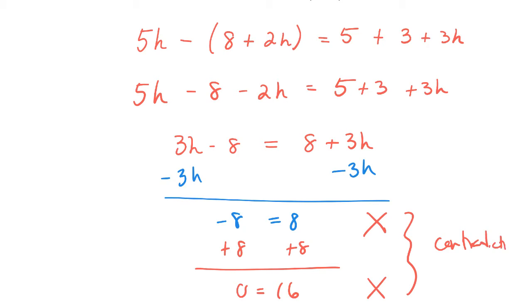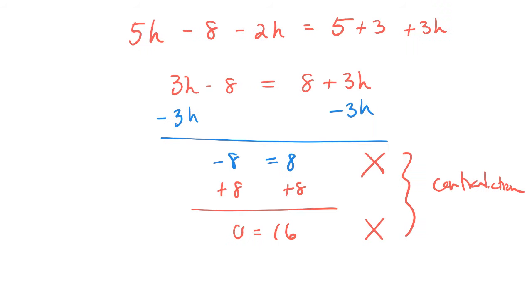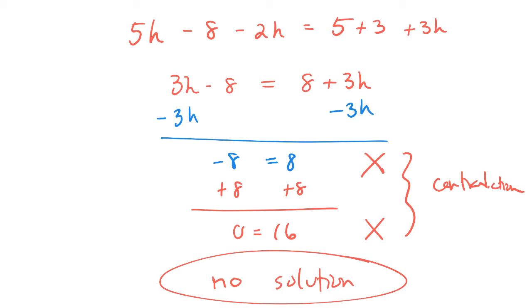Yeah, because I got to the point where it's 5h minus 5h equals 16. So I did it a different way. So I never got to negative 8 equals 8. But you got to 0 equals 16, right? Exactly. So whenever your variable term drops off and you get a false statement, there is no solution.